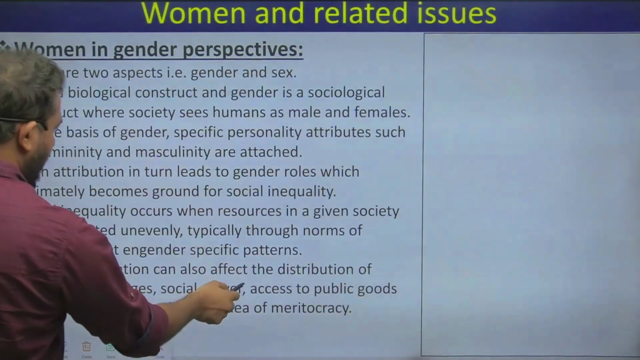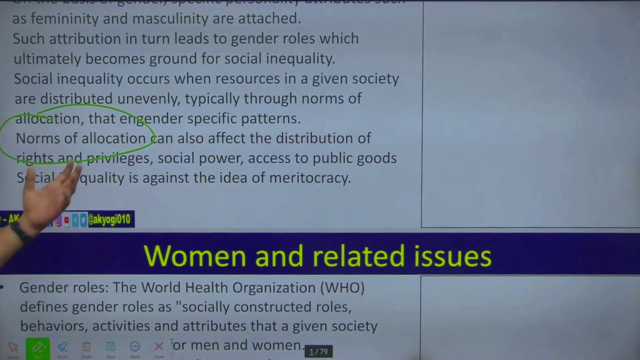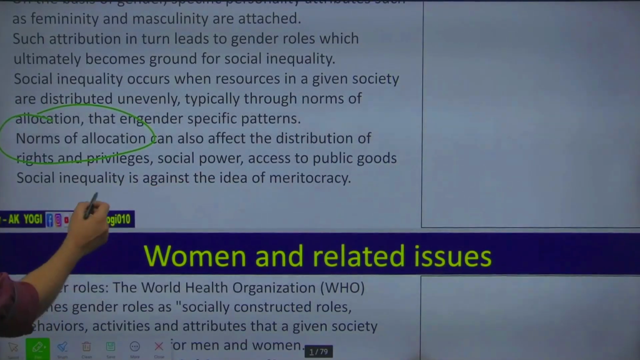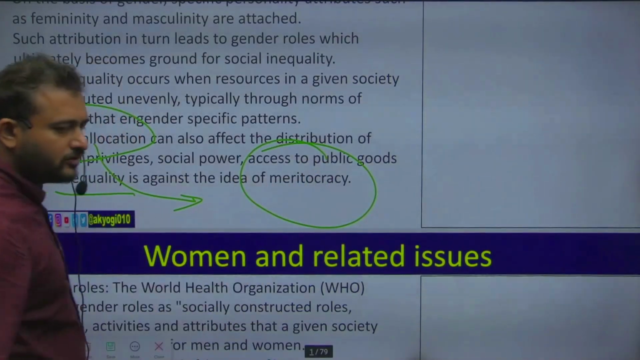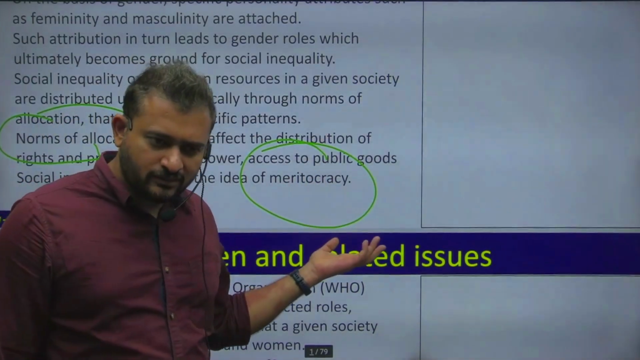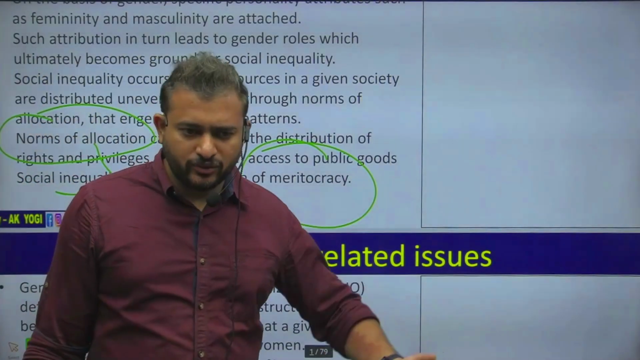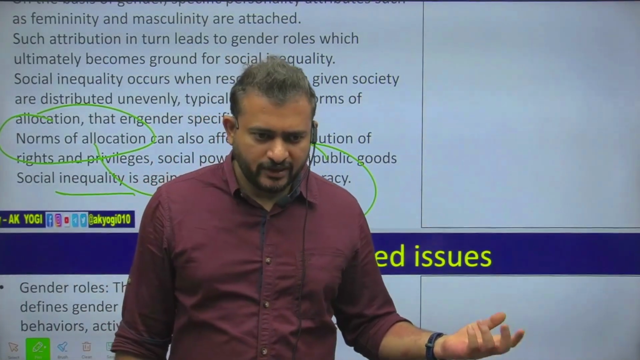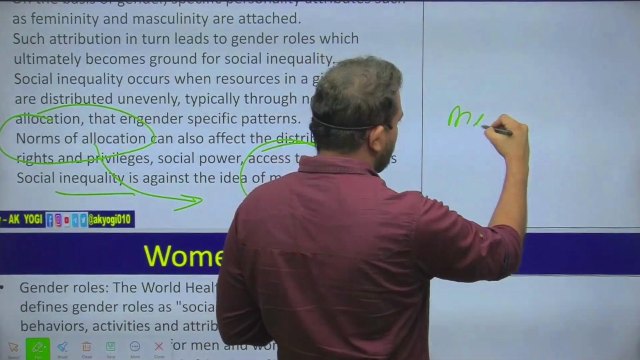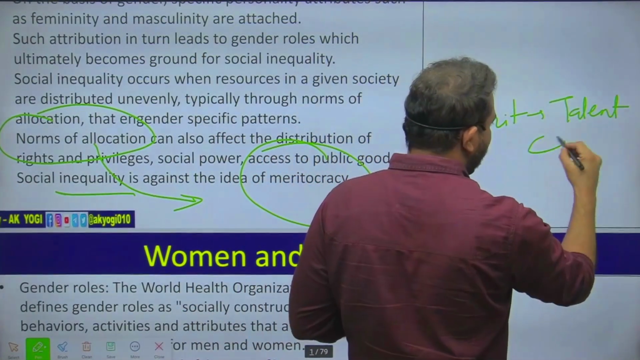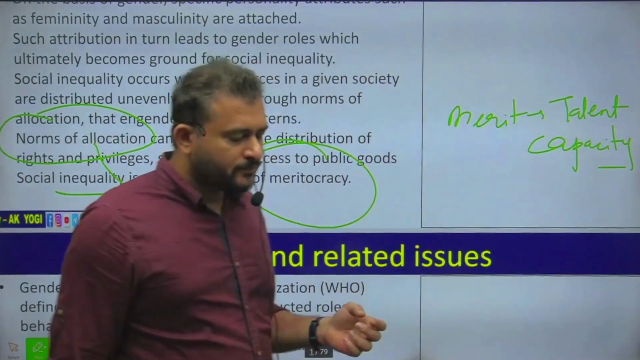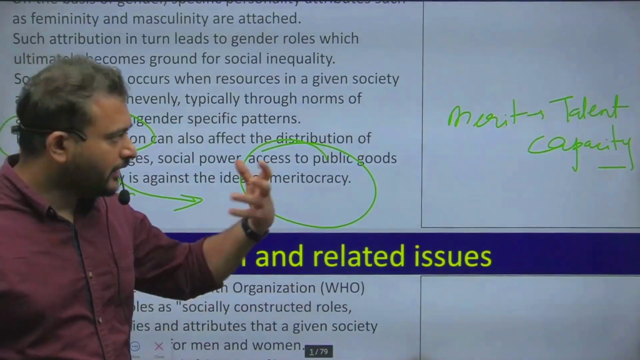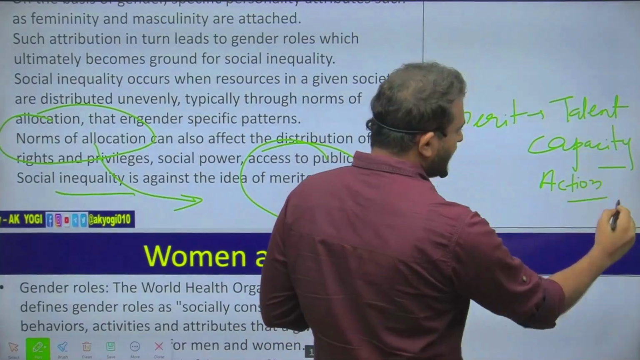Okay, so as I said, gender is the norms allocated by society to female or male, and when inequality comes, what we ignore is meritocracy. Do you know the meaning of meritocracy? Meritocracy means that someone will get promoted, will get support, will be recognized based on their merit, their talent. Merit means talent, capacity. So meritocracy means that you are getting some kind of power or recognition through your actions, your capacity, and not just by your identity.